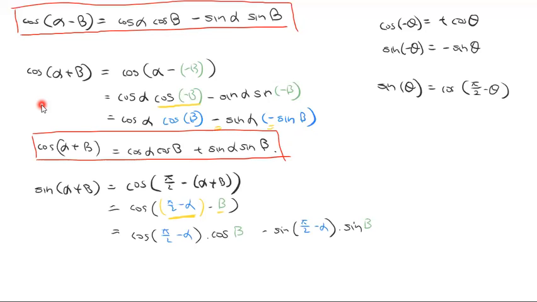Does that make sense? So I'm just using the rule up here, cos of alpha minus beta. And then, cos alpha cos beta minus sine alpha sine beta. And so we're now going to have to do a bit of simplification here. Cosine of pi over 2 minus alpha, from here we know the answer to that is just, well, sine.